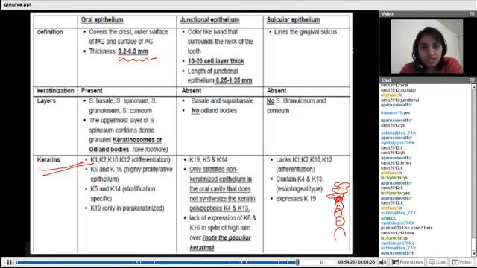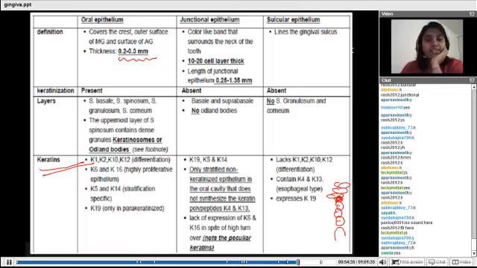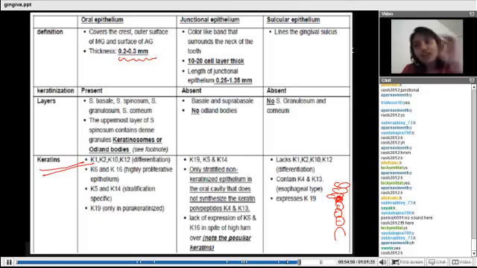So you will notice that some keratins are present in the epithelium which are highly differentiated. Some keratins are present in the epithelium which are very immature, not differentiated. Some keratins are present in non-keratinized epithelium, while some keratins are present in keratinized epithelium. Okay, they are just the proteins. So they give a typical characteristic to the epithelium.